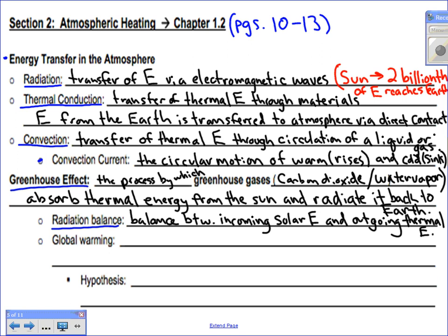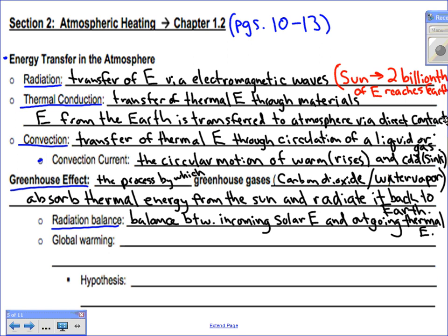And like we had talked before, that solar energy enters into our atmosphere, okay, and then our greenhouse gases are going to trap the thermal energy, making our Earth warmer. Okay, it's very important. It keeps our planet at a stable temperature, so the greenhouse effect is important.